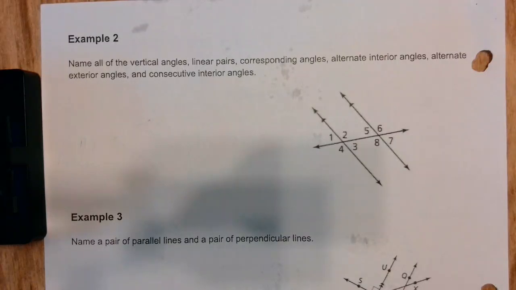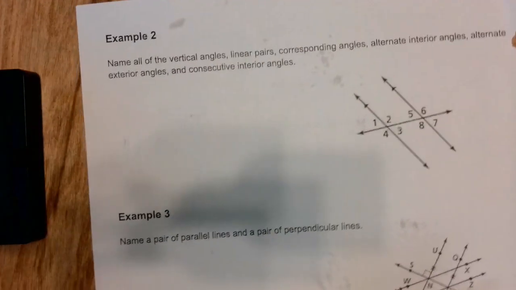All right, example 2. Name all of the vertical angles, linear pairs, corresponding angles, alternate interior angles, alternate exterior angles, and consecutive interior angles in that picture. This is the most important skill from this section. So let's see which ones we can name.